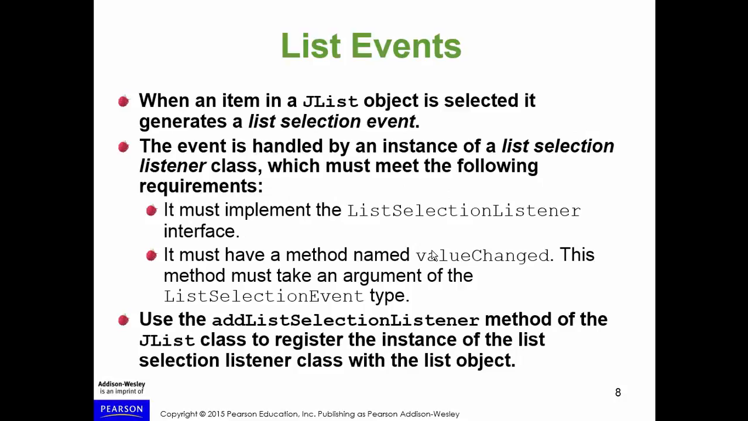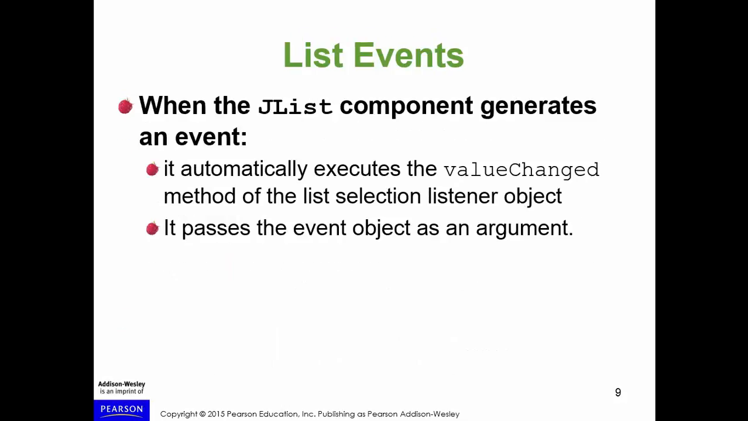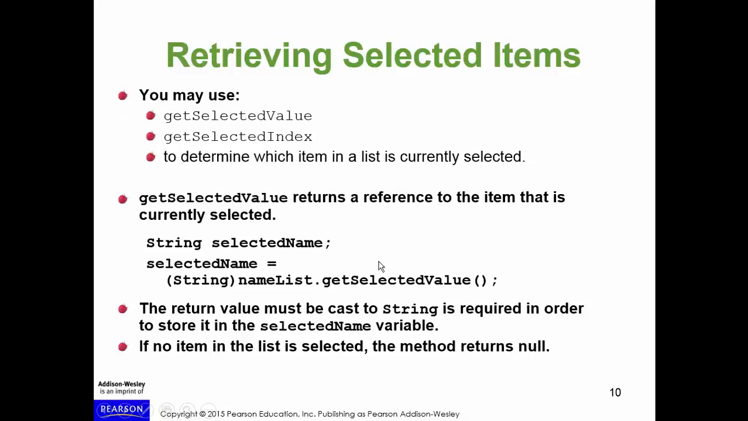When an item in a JList object is selected, it generates a list selection event. So you have to create a list selection listener. The list selection listener must implement the ListSelectionListener interface, and it has something in it called valueChanged. So you must create that method that will handle each time you click something different in your JList. Do whatever you're going to do with it, be it that you're going to print it out or whatever. So when the JList component generates an event, it automatically executes the valueChanged method, and it passes the event object as the argument. Again, as we mentioned before, we'll look at some coded examples in the next lecture.